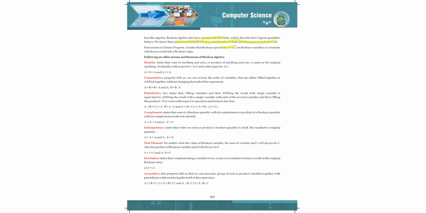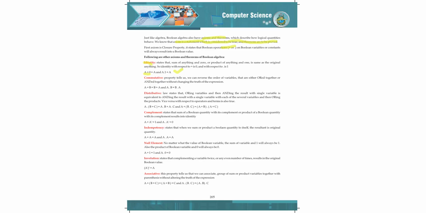There are some theorems we will go through. First one is identity. Just remember this, these are very important: A plus 0 is equal to A. Whenever you get A plus 0, you have to put A instead. And if it's A dot 1, then again it's A. This theorem is known as the identity theorem.